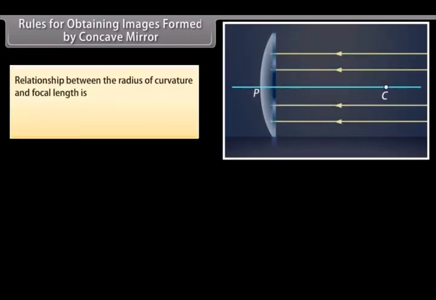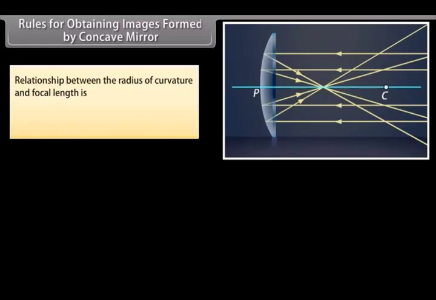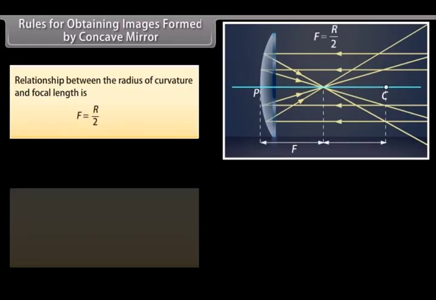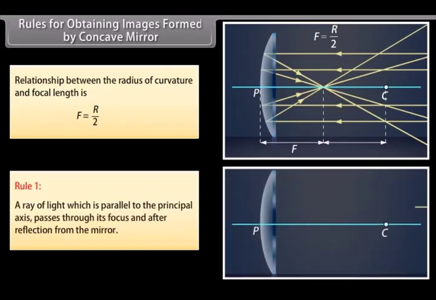Rules for obtaining images formed by concave mirrors. The relationship between the radius of curvature and focal length is f equals R upon 2. Rule 1: a ray of light which is parallel to the principal axis passes through its focus after reflection from the mirror.